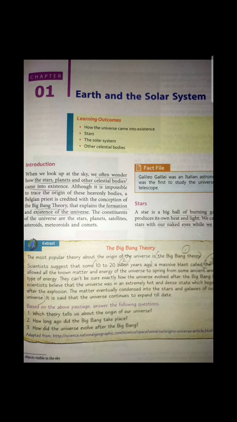How did the universe evolve after the Big Bang? The Big Bang caused all known matter and energy of the universe to spring from some ancient and unknown type of energy. They can't be sure exactly how the universe evolved after the Big Bang, but many scientists believe that the universe was in an extremely hot and dense state which began to cool after the explosion. The matter eventually condensed into the stars and galaxies of our present universe.